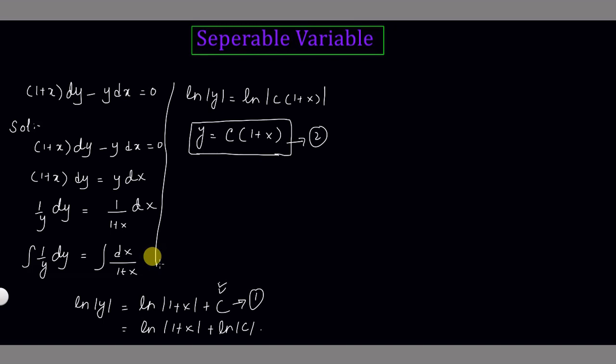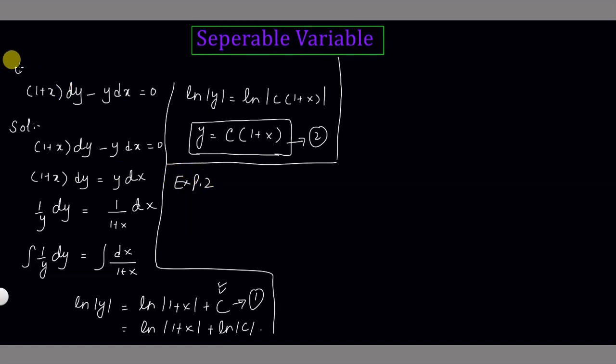Now we will take some more examples that are different from this, and a more complicated one. Example number 2. This was example number 1. In example 2, you can see dy over dx plus x square is equal to x square e raised to the power 3y.